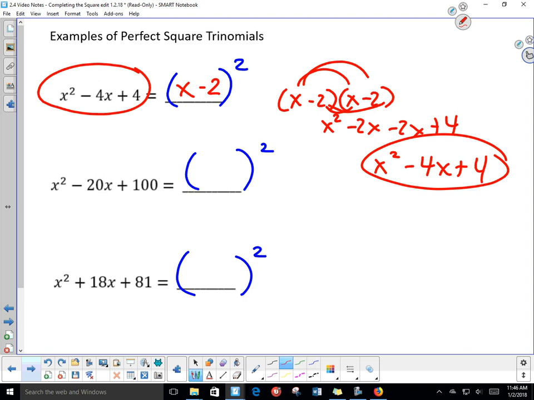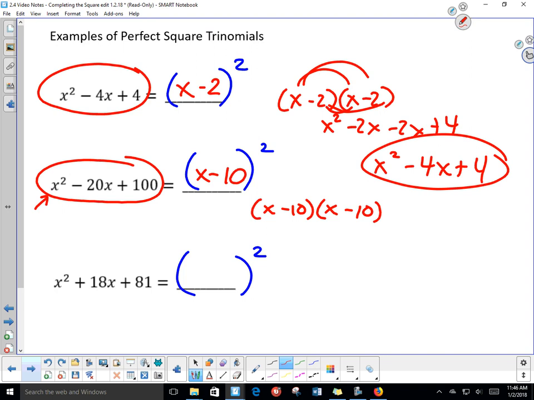This one here, the x squared minus 20x plus 100, could factor into x minus, what do you think it's going to be? It's going to be x minus 10 quantity squared. Again, you could multiply out x minus 10 times x minus 10, and when you do, you're going to end up getting right back to this trinomial here. What about this example? X squared plus 18x plus 81. That's a perfect square trinomial that could be factored into x plus 9 quantity squared.